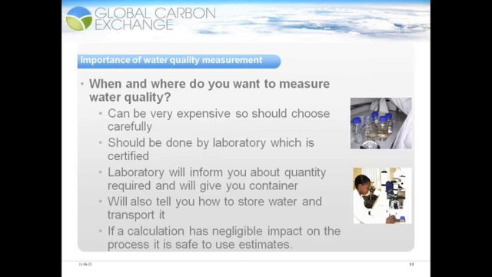So when and where do you want to measure water quality? Well, as I mentioned, ideally it would be great if one could measure all water sources' quality level. However, this isn't always as practical as it seems, as the water testing has to be done by a certified technician in the laboratory. So obviously, due to this fact, there is a cost related to measuring water quality. So you need to be picky as to where you're going to actually measure water quality.